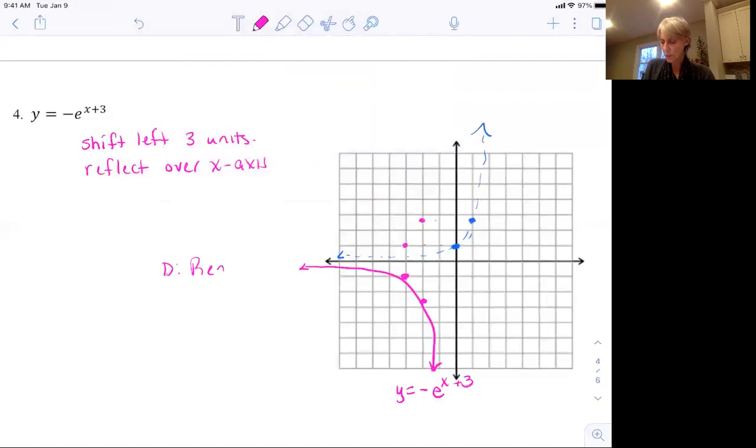Domain never changes. The range now just reflected over the x-axis. We didn't do any vertical movement. So my range did not change. I'm sorry, yes, my range changed because we reflected, but my horizontal asymptote did not.